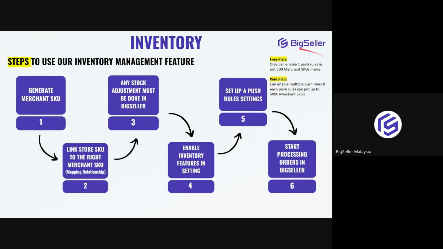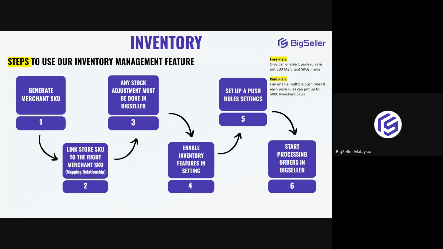All right. In here, you can see I have a little note saying that if you are using the free plan, you can only create one push rule and put 500 merchant SKU inside. But if you use any of our plans, even the cheapest one, you can enable and create multiple push rules, and in each push rule you can put up to 5,000 merchant SKU. So as long as your SKU doesn't exceed 500, there should be no problem if you want to continue using the free plan version.